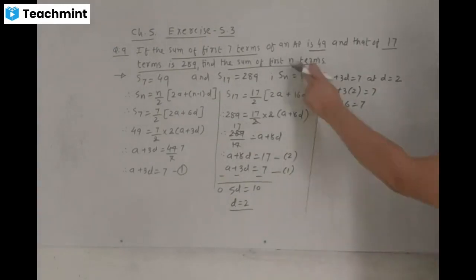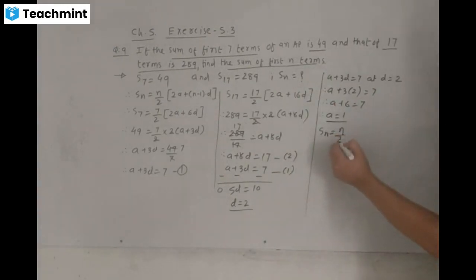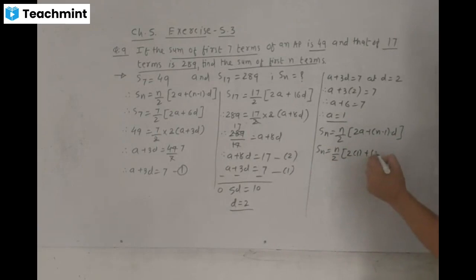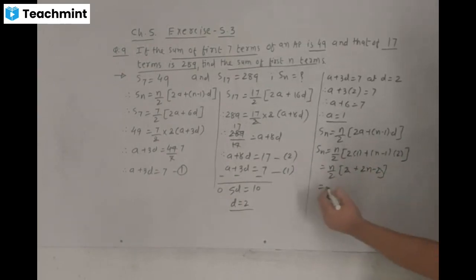Okay. And find the value of Sn. Sn is equal to n by 2 times 2a plus n minus 1 into d. Put the values a is equal to 1 and d is equal to 2. That is equal to n by 2, 2 ones are 2, plus 2n minus 2. The plus 2 and minus 2 cancel. That is equal to n by 2 into 2n. 2, 2 cut. n into n, that is equal to n squared.